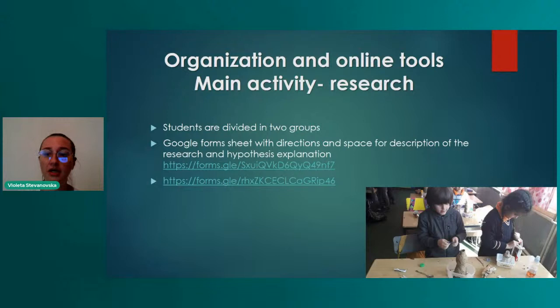So as Blanca told you, you have these links from my presentation in the chat of this conference, so you can open them and also use them in your practice. They are open and they can be reorganized, so you can change things in them and use them in your classroom. Okay, next slide.